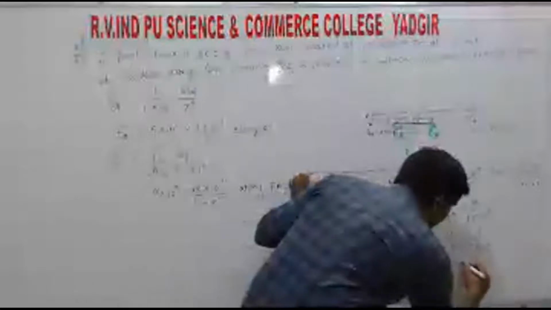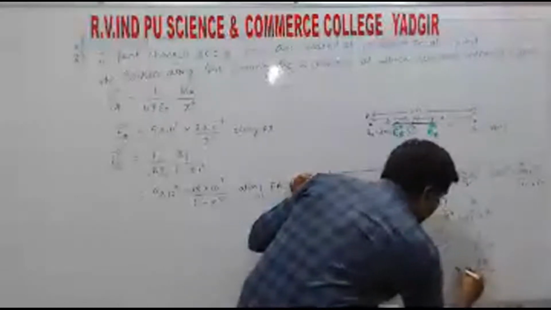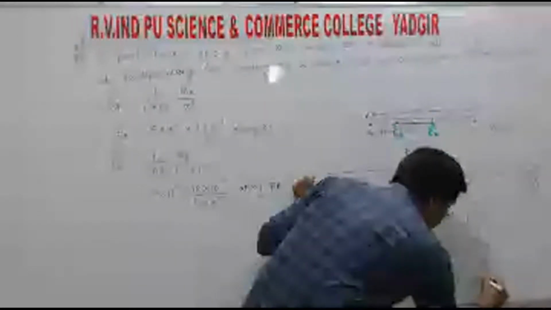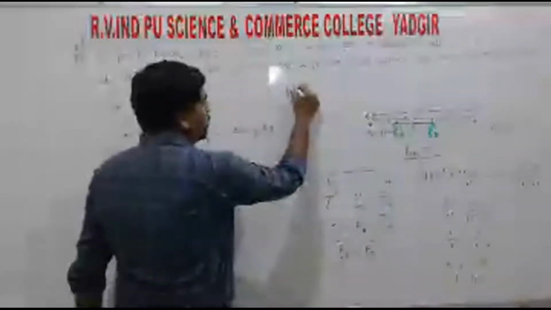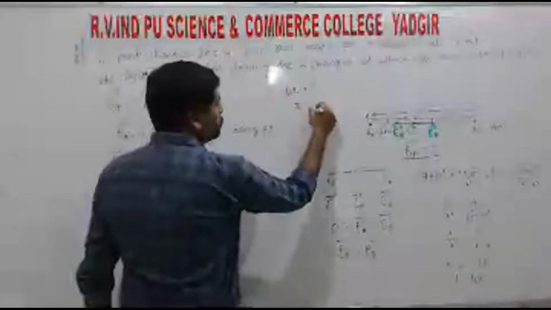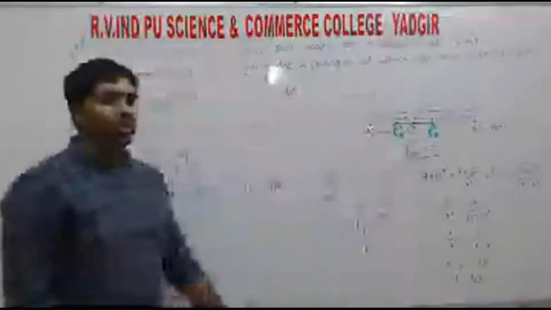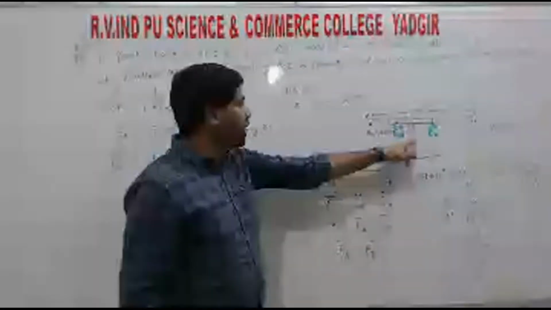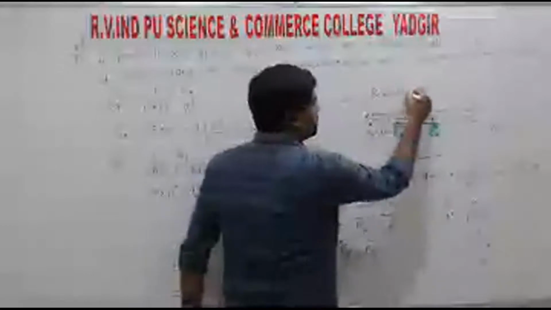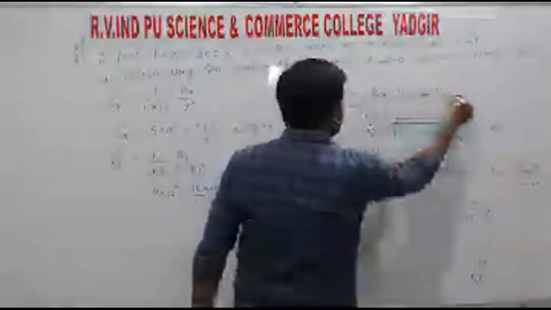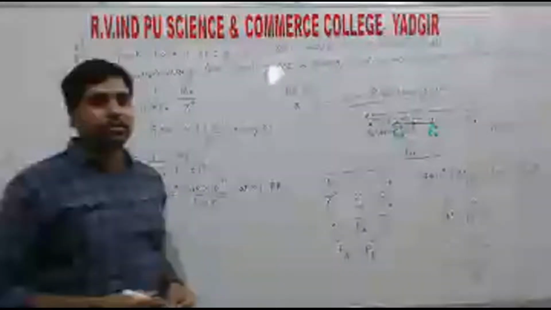Now, 1 minus x is equal to 3x. This minus x shifts to the RHS, it becomes 1 is equal to 4x, right? So 4x is equal to 1, x is equal to 1 divided by 4, that is 0.25 meter, right? So this point is located 0.25 meter from the charge 2 nanocoulomb. So this will be the final answer, right?